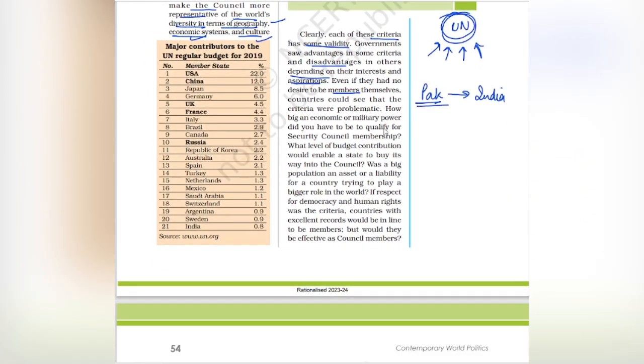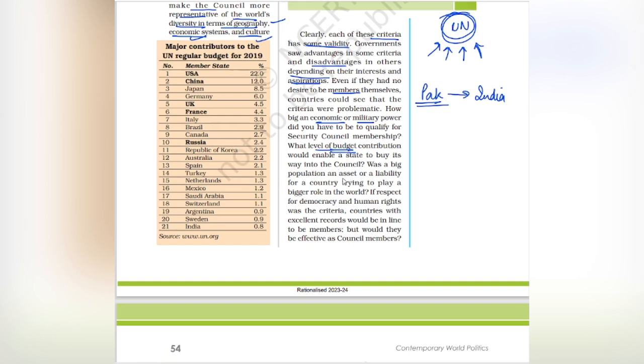How big an economic or military power? I've just explained it. The committee has not clarified how much economy or military it is talking about, what exact quantity or quality it is talking about, and how much one has to contribute in the budget. Exactly, the amount has not been mentioned.